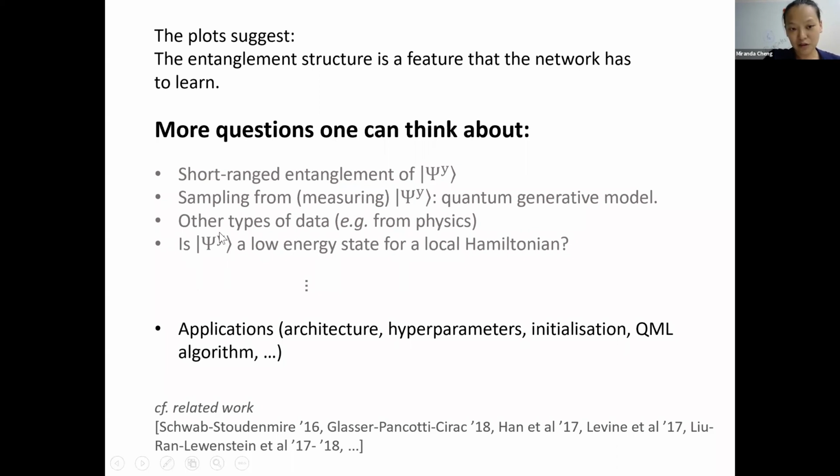And it's interesting to ask what other types of data will give you different entanglement structure, or what the local Hamiltonian describing phi of y is. Like, what are we really minimizing in that language? And then how this is going to shed light on architecture design and that kind of thing.